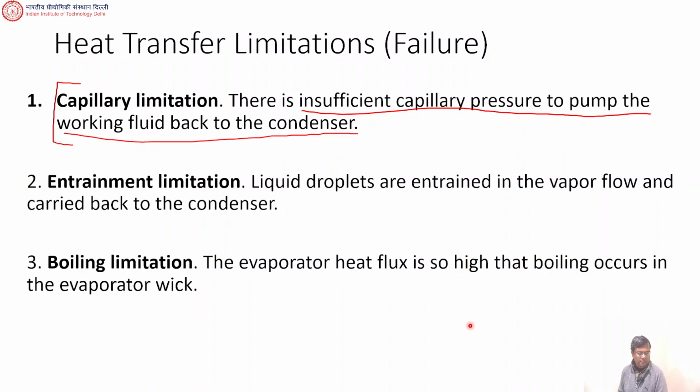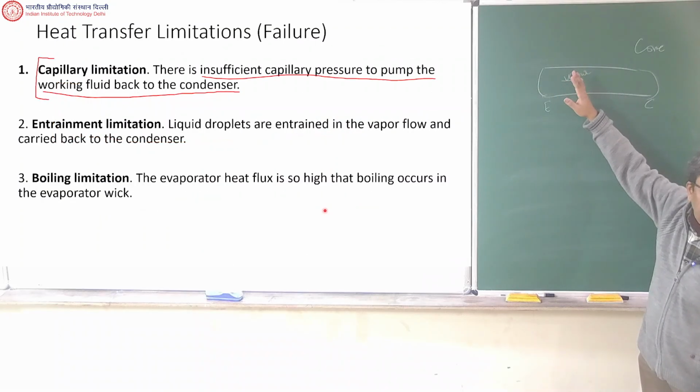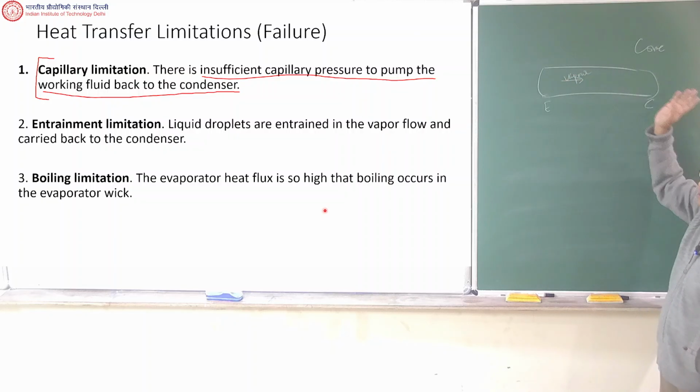And boiling limitation is that evaporator heat flux is so high that boiling happens in the evaporator wick. So this whole thing has a wick, evaporator part. If boiling starts happening, then again there is a problem. What you want here is basically evaporation. So it evaporates and you get vapor, and that vapor moves in this way.